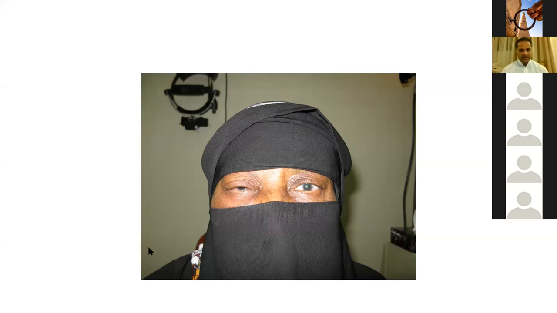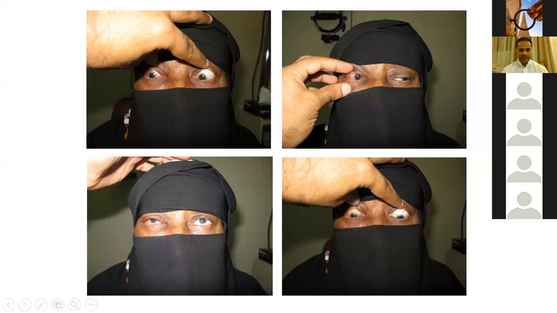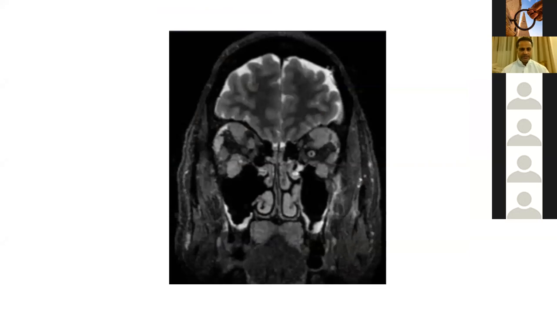Examination was okay, apart from some mild limitation in up gaze. Otherwise, the rest of the examination was okay. Even the fundus exam was okay, no diabetic retinopathy. The nasal exam and oral exam were okay. Okay, so I'll proceed with imaging in this case. This is a motility picture, just to show that there's some limitation, but not that great. And this is her imaging.